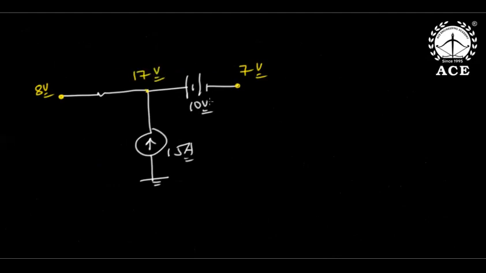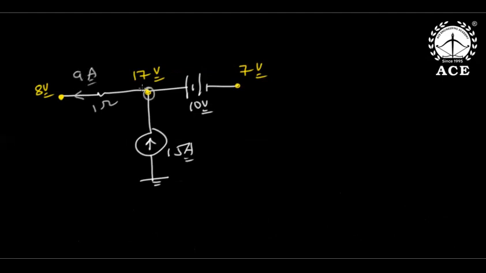But to find the power delivered by this voltage source, I need this branch current. Now see, this is 17, this is 8. This current is potential difference by path resistance. Of course, path resistance is 1. So this is 17 minus 8 by 1, which is 9 amperes.